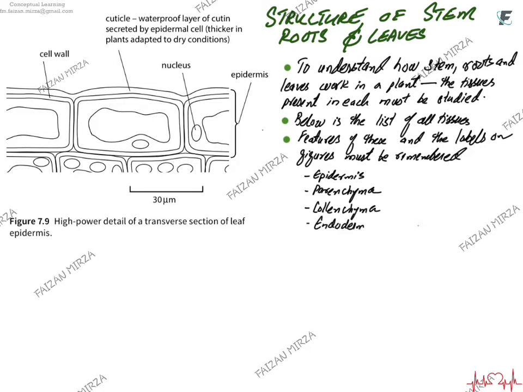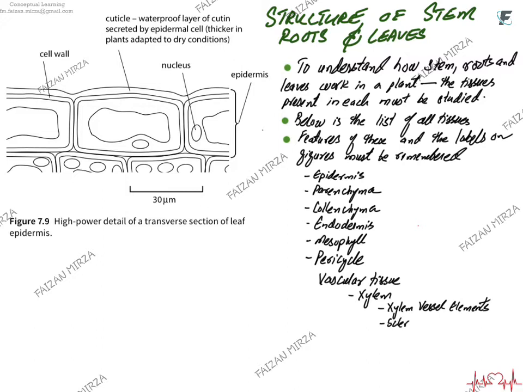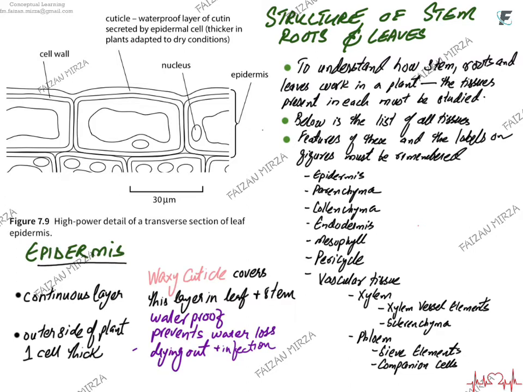Epidermis, parenchyma, collenchyma, endodermis, mesophyll, pericycle. And then there are vascular tissues, xylem and phloem. Xylem includes the xylem vessel elements and sclerenchyma. And phloem includes the sieve elements and the companion cells. So these are the major tissues that you have to keep in mind. Epidermis, let's start these one by one.